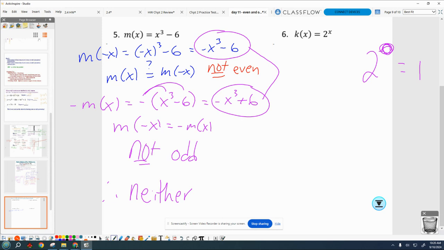Do you guys know what 2 to the negative 1 is? Is it negative 2? 1 over. So negative exponent means it's in the wrong part of the fraction. It becomes 1 over 2. 2 to the negative 2 is 1 over 2 squared, which is 1/4. See, you remember negative exponents?